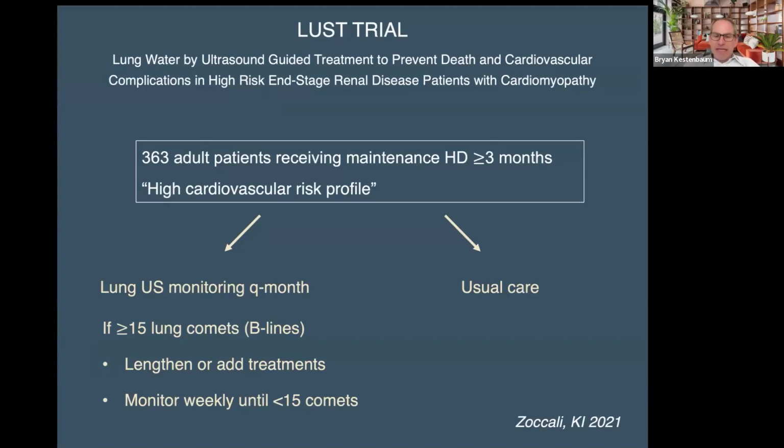And they were randomly assigned to get this lung ultrasound monitoring every month. The instructions were if there were more than 15 lung comets, which are basically a variant of B lines indicating edema, the investigators were encouraged to lengthen or add ultrafiltration treatments and to monitor lung ultrasound weekly until there were less than 15 comets. And this is compared to usual care.